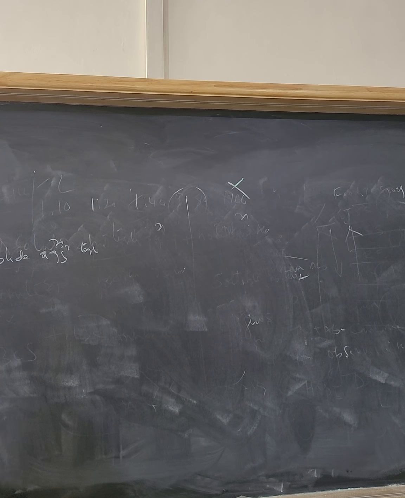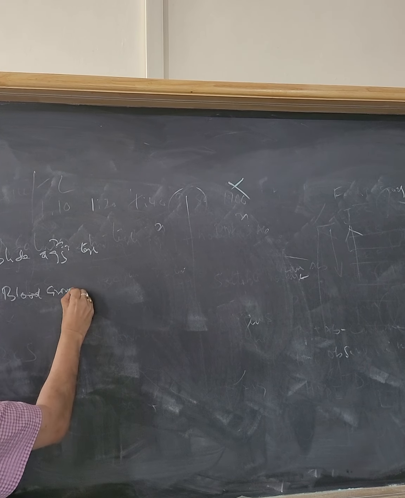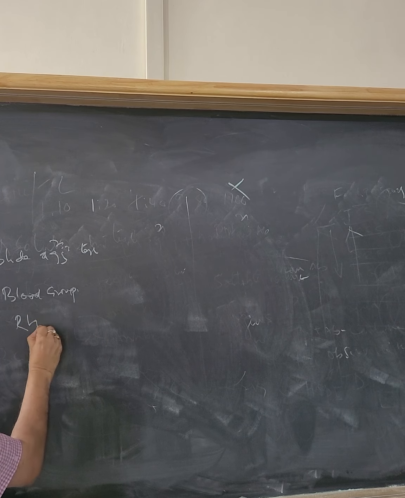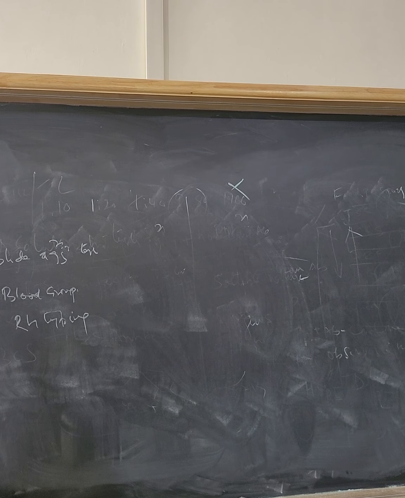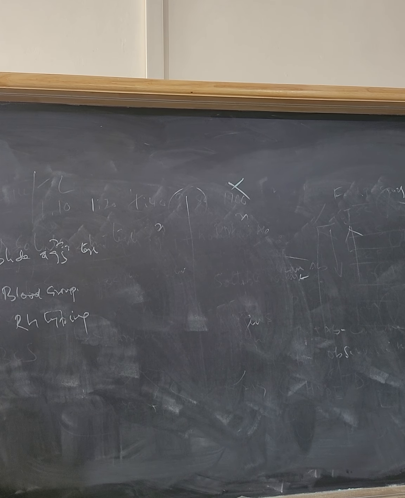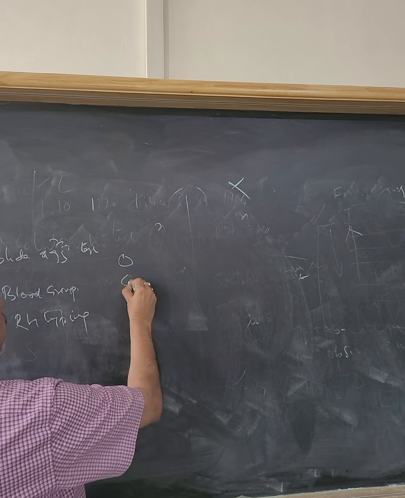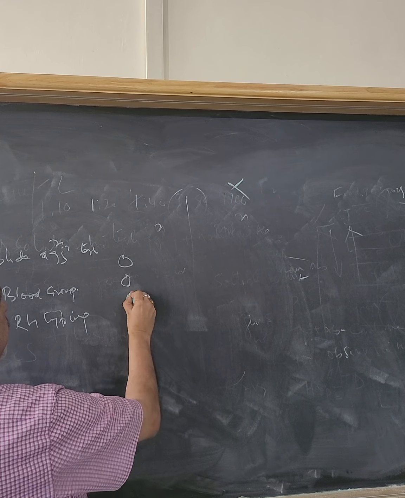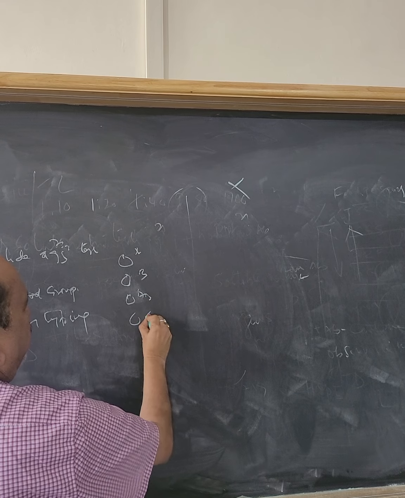You have already done blood grouping and Rh typing in your physiology. Who discovered the blood grouping system? Any idea? Karl Landsteiner, in 1900. Depending on the antigen present, it's grouped into A, B, AB, and O.